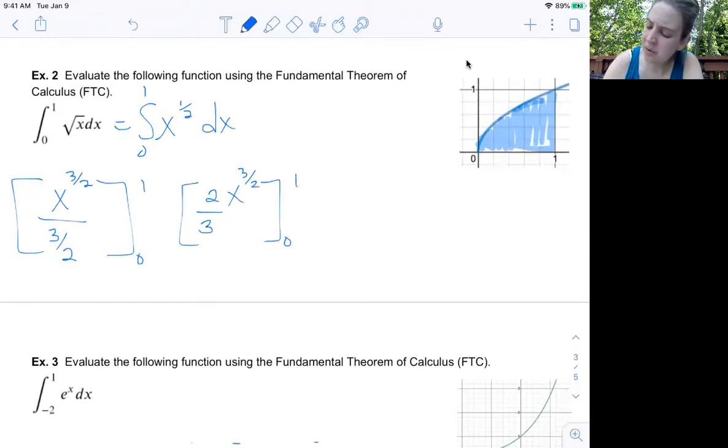Now we put in the 0 and 1. So 2/3, 1 to the 3/2, minus 2/3, 0 to the 3/2. So this first piece becomes 2/3. The end, that 0 is nice. Anything times 0 is 0. So my answer is 2/3.